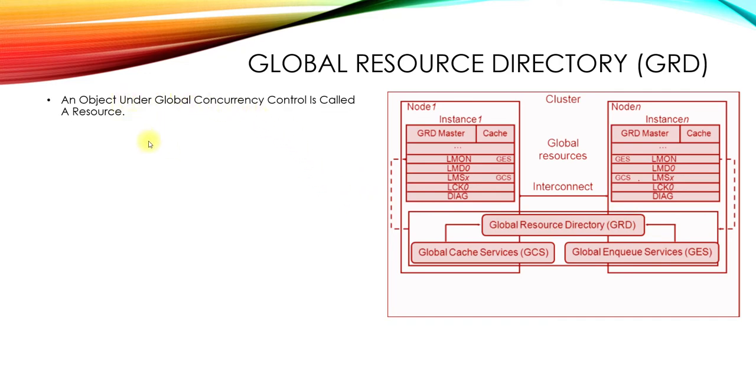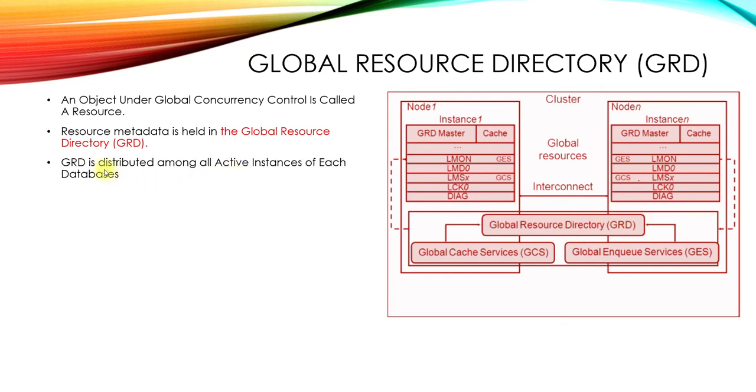So if we talk about an object, being a table, view or index, or any object under global concurrency control, if it is being protected, it is called a resource. So a resource is any object under global concurrency control. And the resource metadata for that specific object is held in the global resource directory.